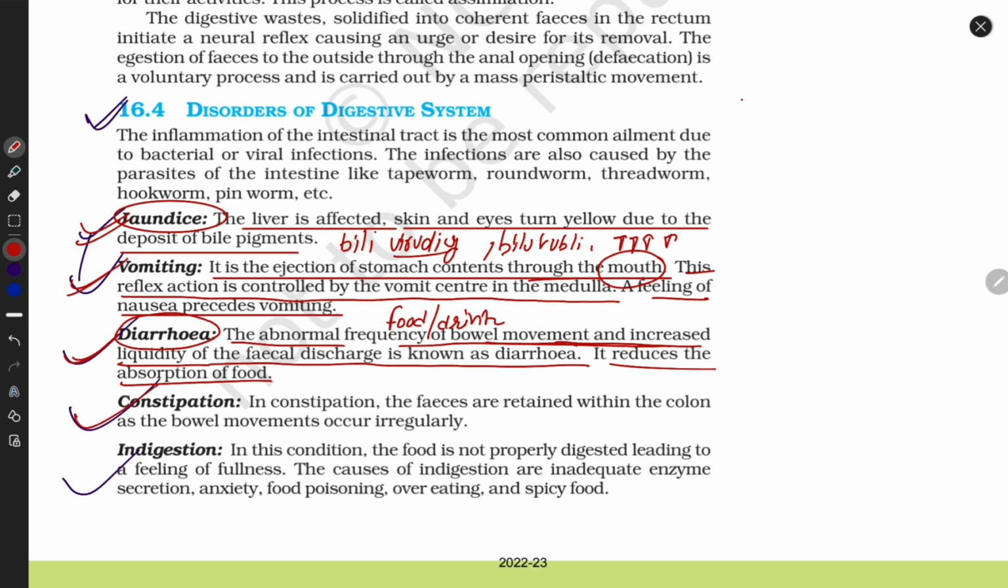Constipation. What is constipation? In constipation, the feces are retained within the colon as bowel. We can't fresh properly. This is constipation.